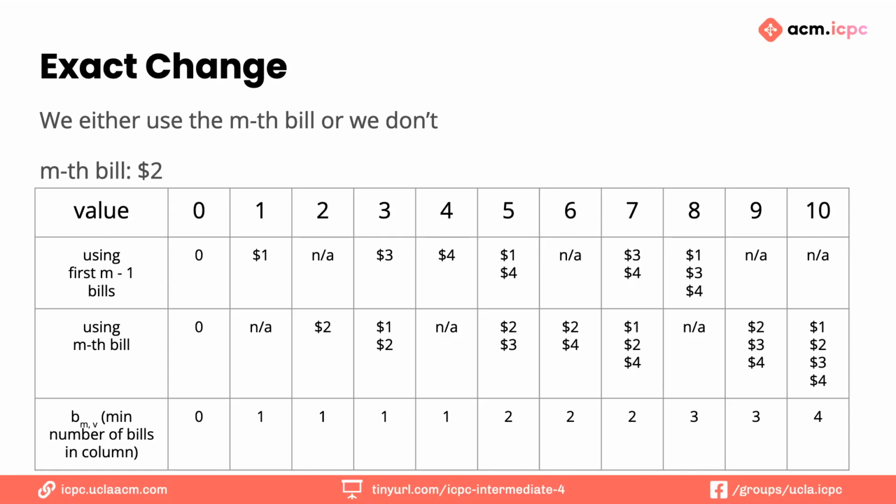And so if we were trying to reach a value like 7, for example, we would see that our answer would simply be 2. We only need 2 bills to get there, and we found it by just filling out our table and then checking what the minimum value for that column is.